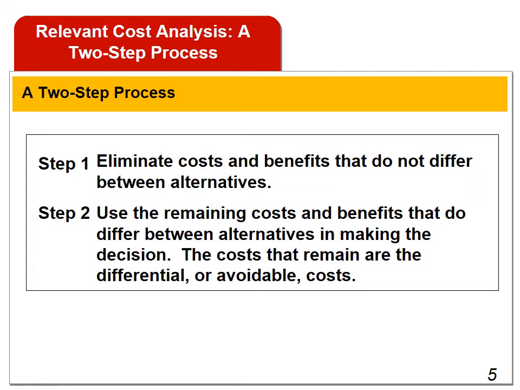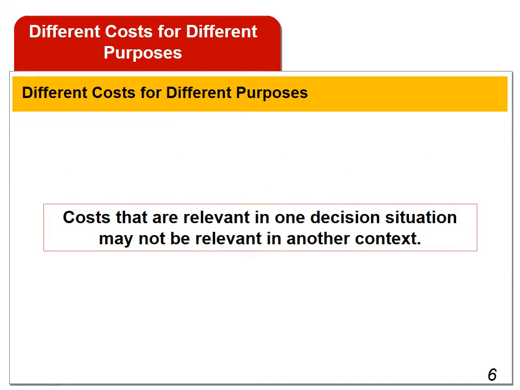For example, you are considering visiting your friend in Paris. The annual cost of auto insurance is a future cost that does not differ between alternatives, so it is never a relevant cost. The cost of the car is a sunk cost. Costs that are relevant in one decision situation may not be relevant in another context. Thus, in each decision situation, the manager must examine the data at hand and isolate the relevant costs.